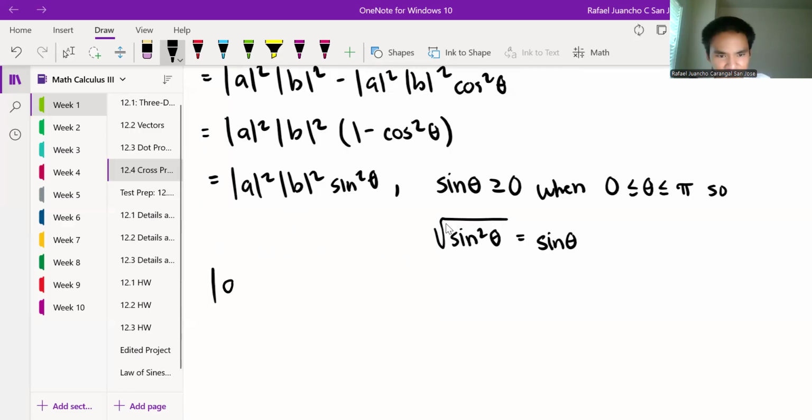So basically we have their cross product, which is the length of A times the length of B times sine theta. Okay, that's it for now, and I'll see you guys in the next video.